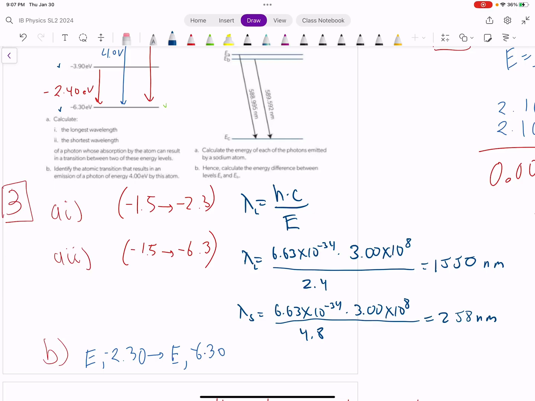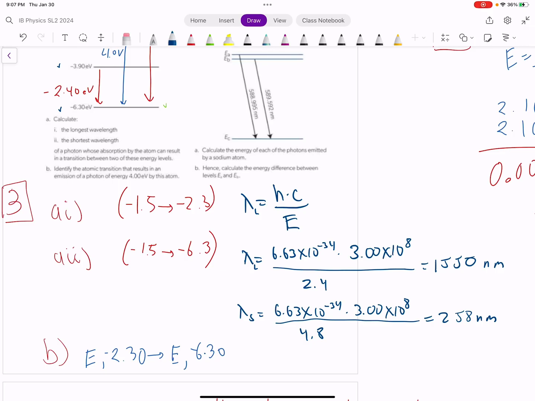Let's see, ultraviolet light would be a little bit shorter, so the shorter wavelength is ultraviolet, and the longer wavelength here would be infrared light. Part B says identify the atomic transition that results in an emission of a photon of energy level 4.